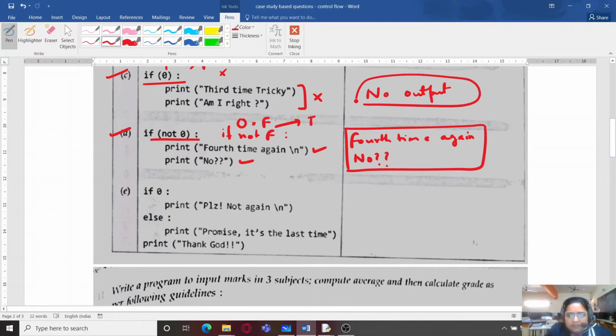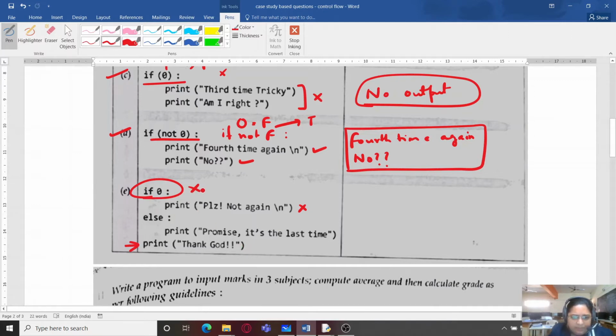So firstly, here we have if 0. So 0 is again considered as false. If false means the condition is false. So this statement won't be executed. Again you can see print the last statement which is not a part of the if else block. So this has to be printed. It has to be executed regardless of the condition.